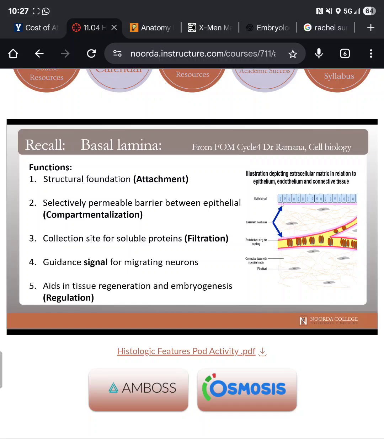Just to remind you again, the functions of the basal lamina are cellular attachment, compartmentalization, separating epithelial cells from other locations, and a site for filtration or collection of soluble proteins, and we see that with the glomerulus. And the basal lamina also plays a role in cell signaling and regulation, where you can see it in migration of neurons, tissue regeneration, and embryogenesis.